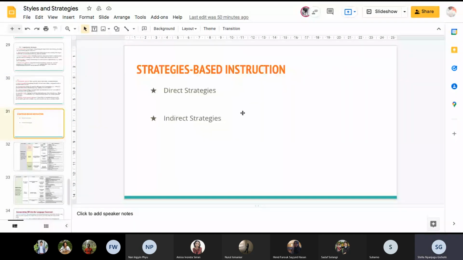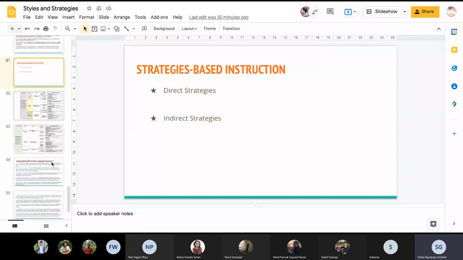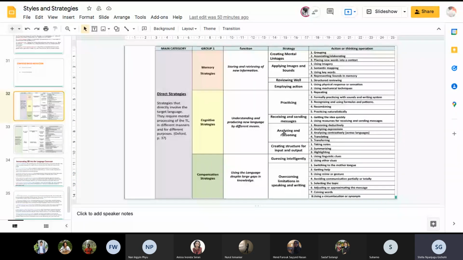Yes, then the last part has to do with the strategies-based instruction. So as teachers or as trainers, you're having students now. So here we have direct strategies and indirect strategies. How are you going to employ them? I hope you can see this part. Yes, so we have the direct strategies. These ones involve the target language. And you can see it has to do with the strategies we are discussing here.